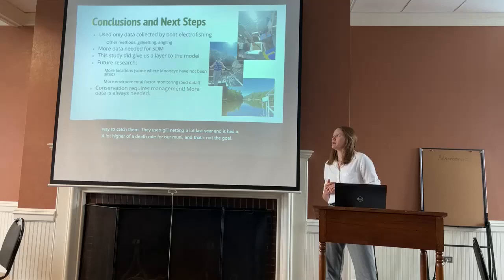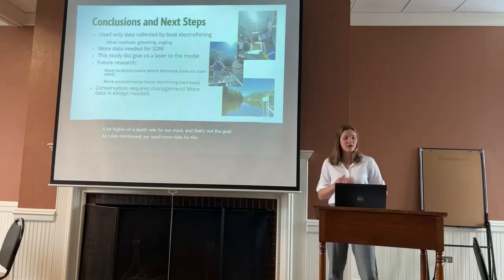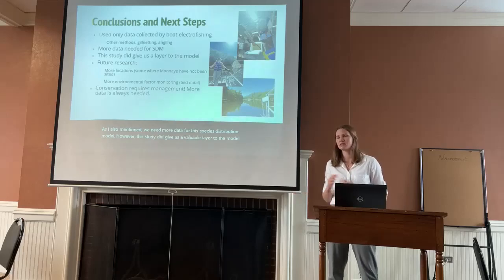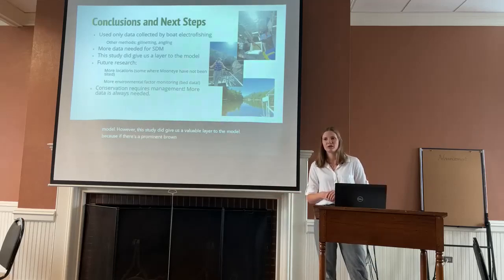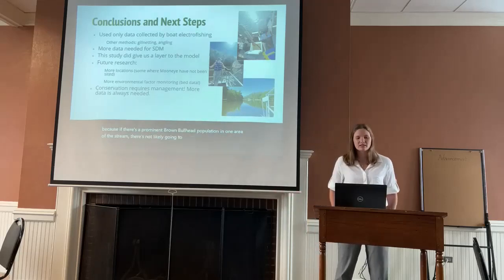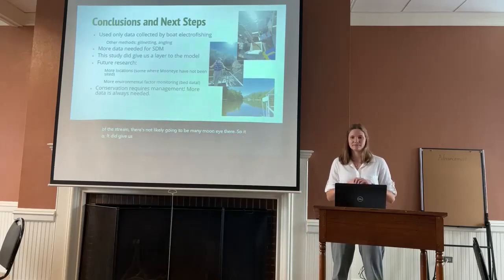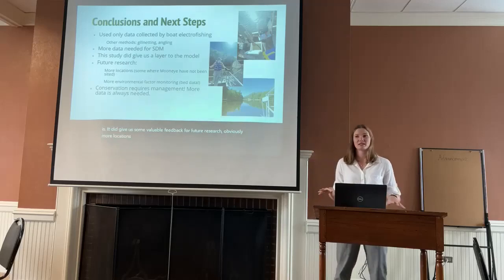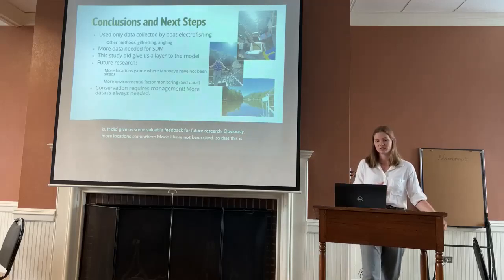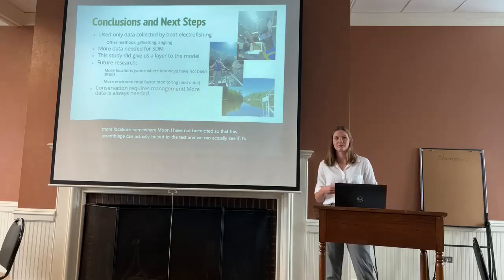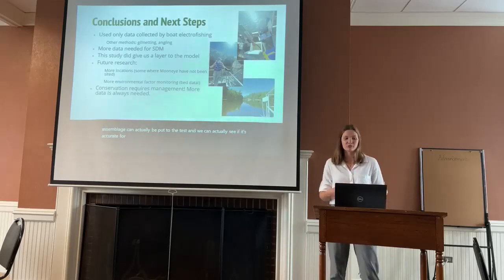As I also mentioned, we need more data for the species distribution model. However, this study did give us a valuable layer to the model, because if there's a prominent brown bullhead population in one area of the stream, there's not likely going to be many Mooneye there. So it did give us some valuable feedback. For future research, obviously more locations, somewhere Mooneye have not been sighted, so that this assemblage can actually be put to the test, and we can see if it's accurate for the species surrounding Mooneye.